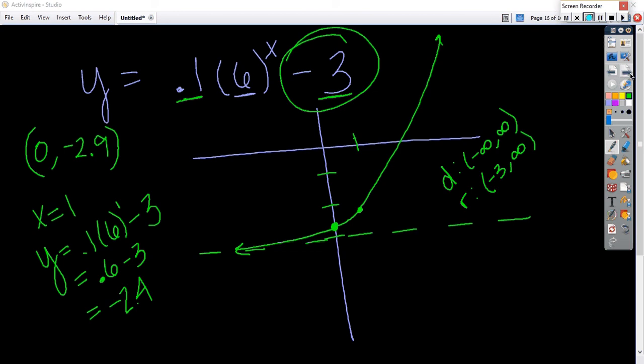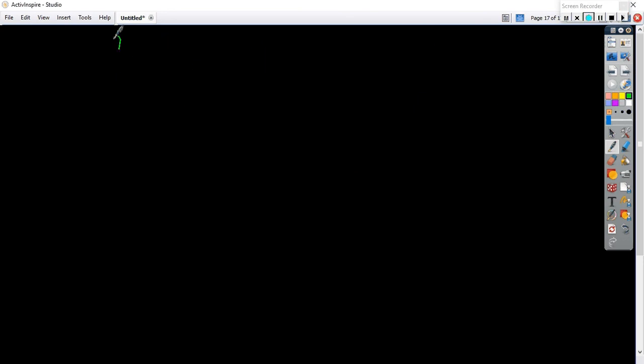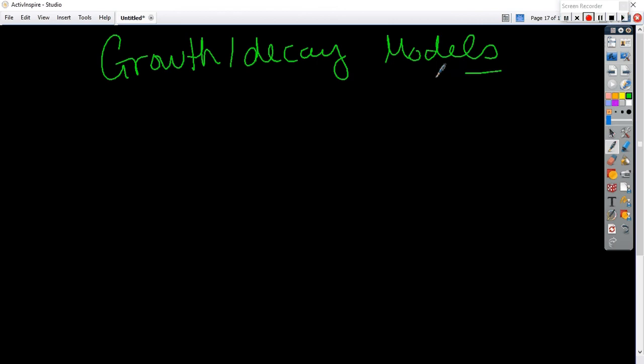When we start modeling with growth and decay, we use what we call a growth model or a decay model. The way I always remember this, because you're going to be talking about percents a lot, is that it grows at a rate of, or it decays at a rate of. I think about it with percents. The easiest way I can think is whenever I figure tax, whenever I go somewhere.